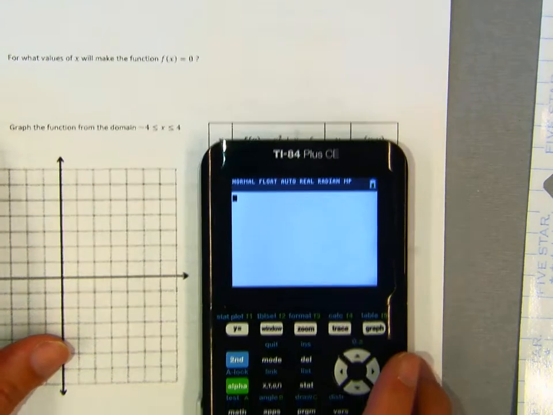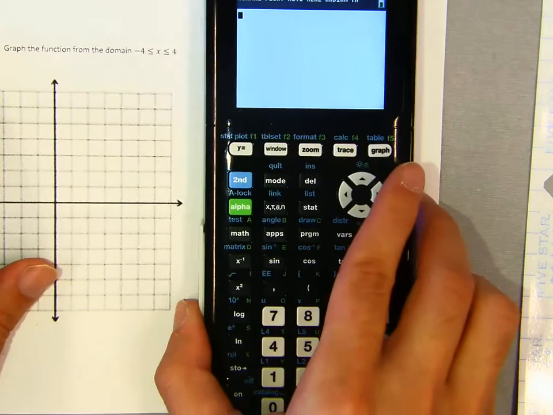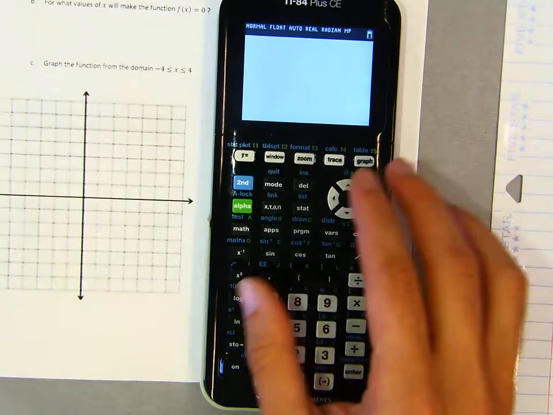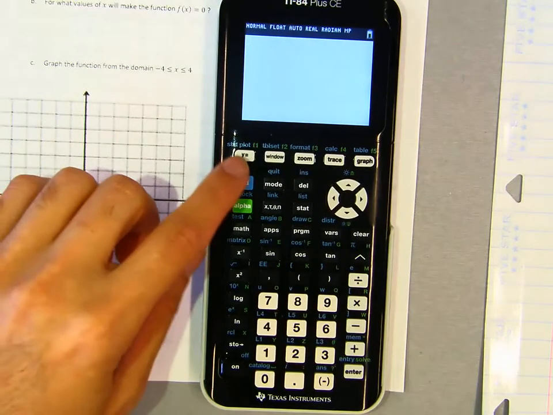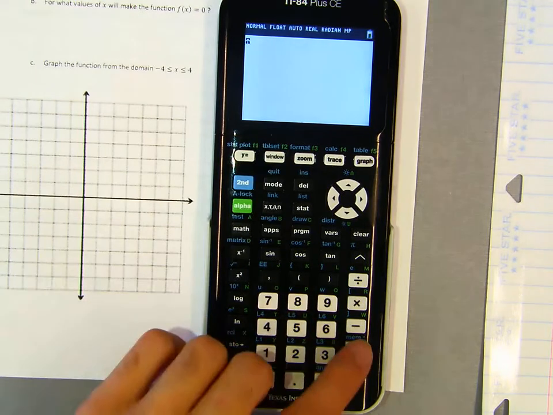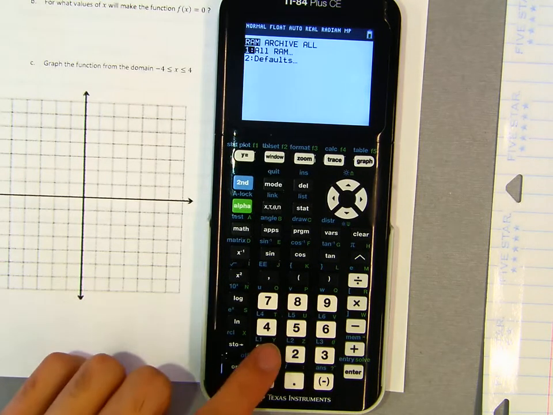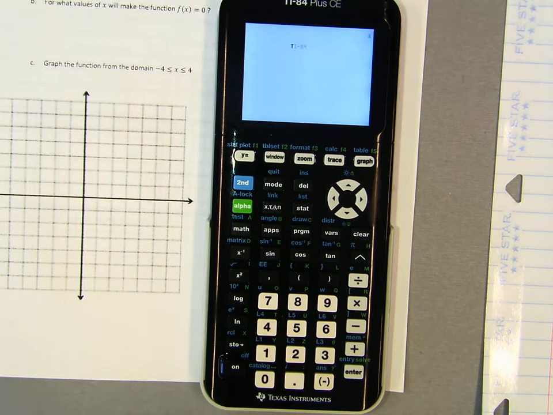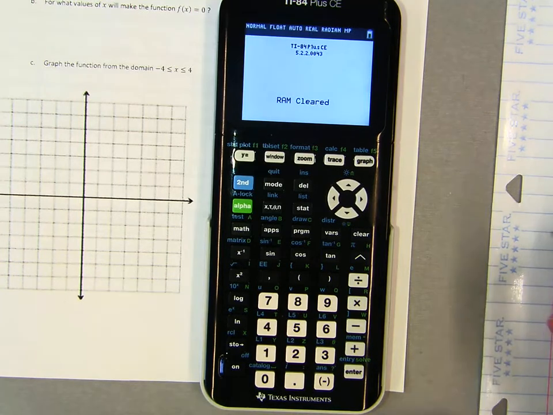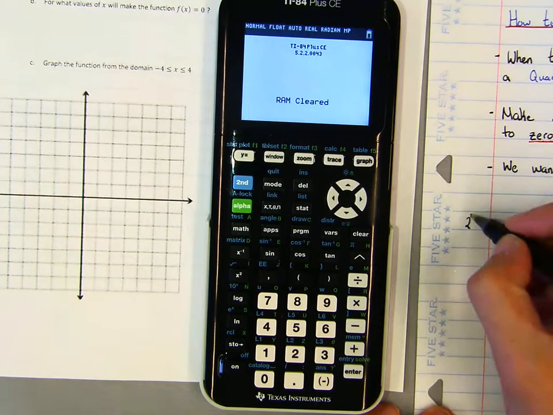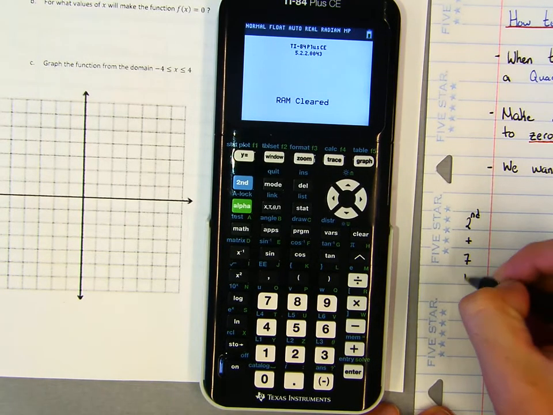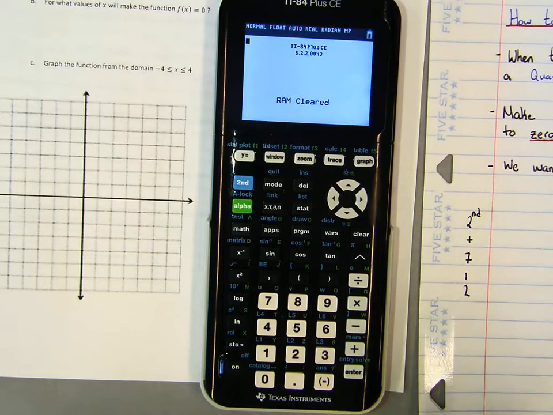Here, what I want you to do is reset the calculator. That's the first thing we should do. How do you reset the calculator? You hit second plus 712. Okay? If you want, write that in your notes. Second plus 712. So that's the command to reset the calculator.